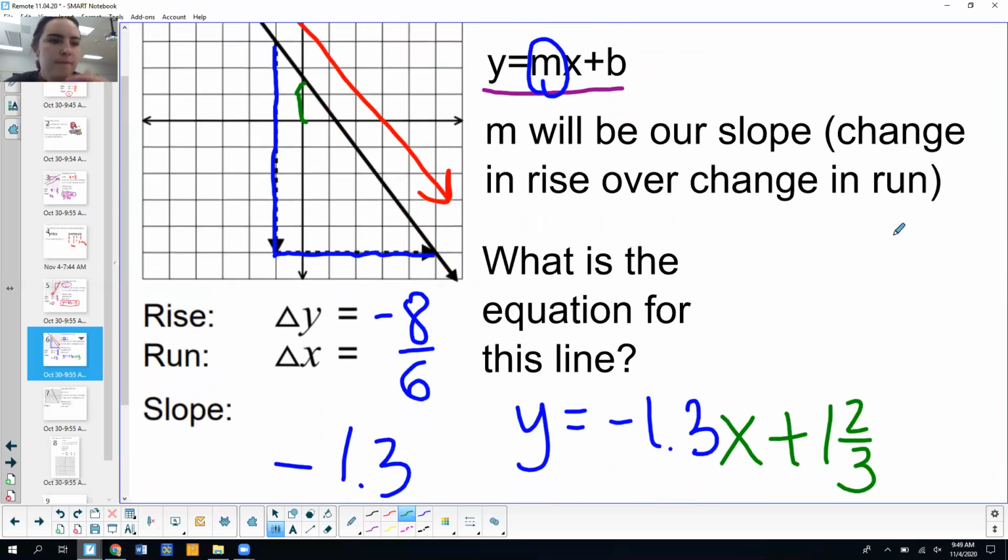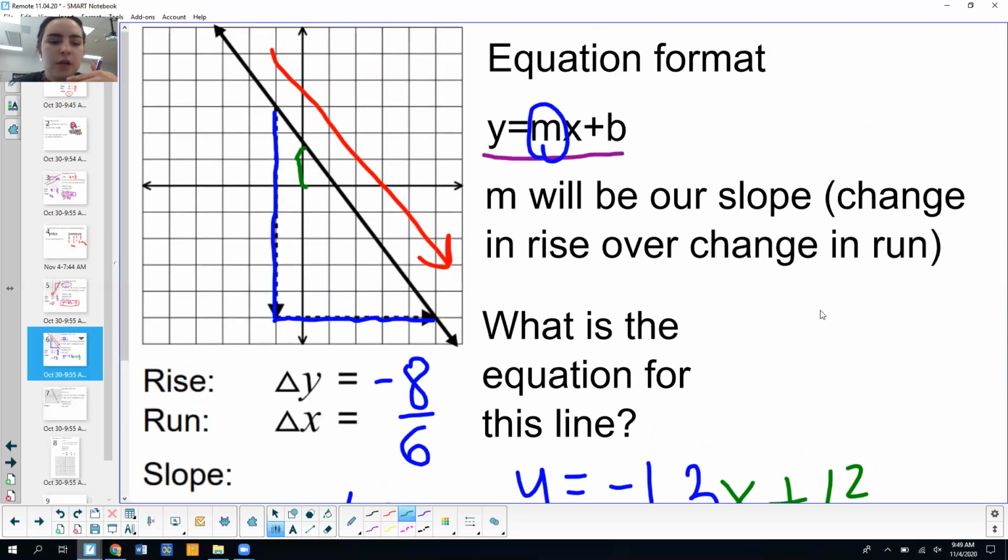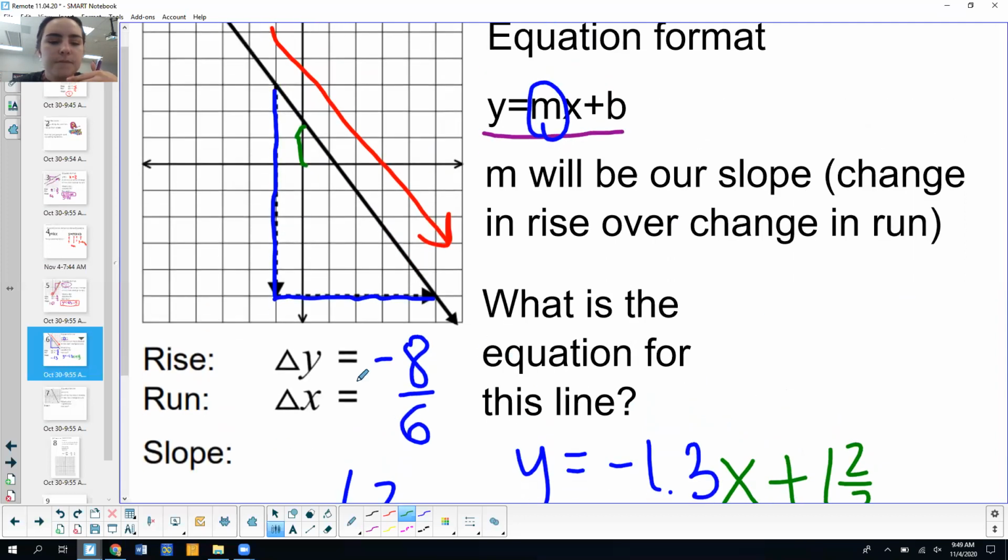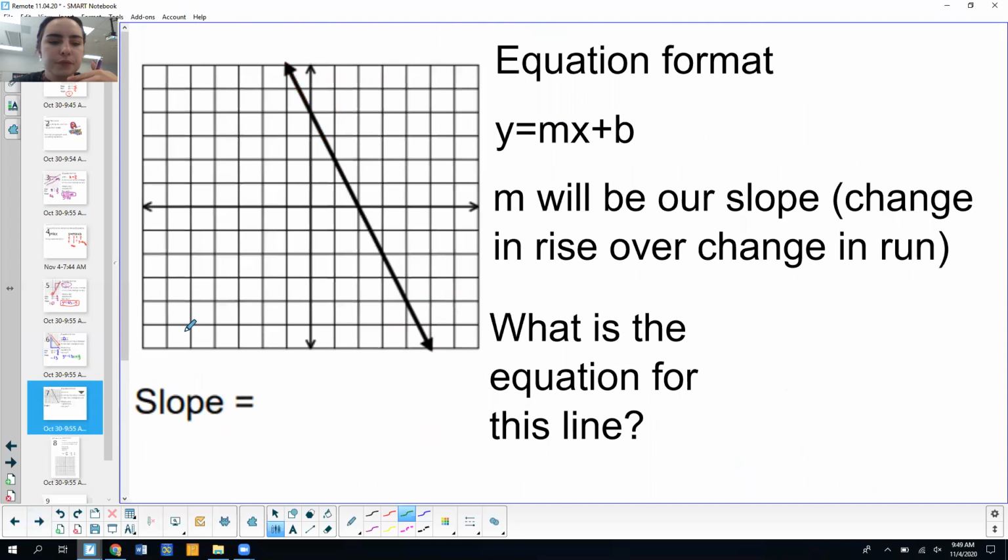But really the main takeaway I want you guys to have today is how to find slope, how to put slope into this formula, y equals mx plus b, and then understand that plus b is giving us where the line intersects the y-axis. So those should be your big takeaways from today. Are there any questions about this right now? All right.